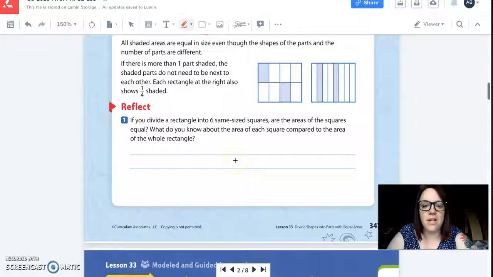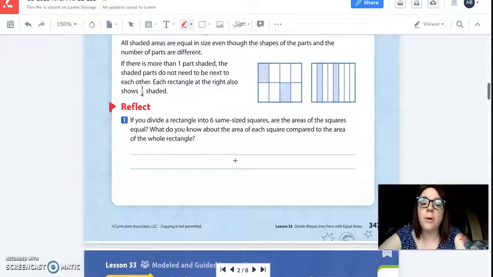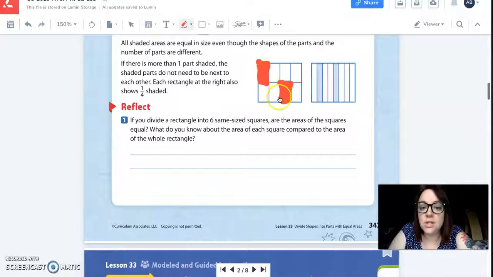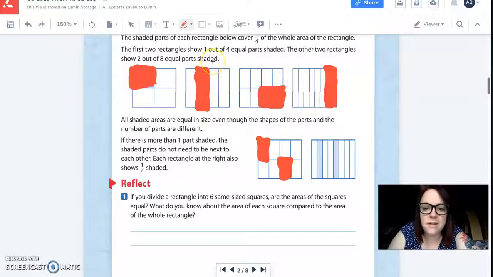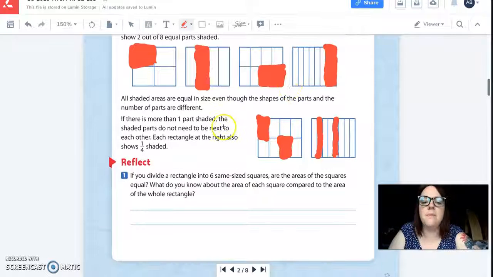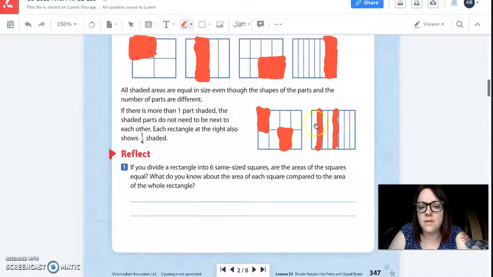All right, all shaded areas are equal in size, even though the shapes of the parts and the number of parts are different, sorry. If there's more than one part shaded, the shaded parts do not need to be next to each other. Each rectangle at the right also shows 1/4 because there are 8 parts. This is 1/4. This is another 4th. So these two, if you put them side by side, which I wish I could show you, they still equal the same as this one right here with 2 of them. Same with this one. 1, 2. When you put those 2 side by side, they equal this one. So it's still the same amount. And then this still equals 1/4, and this still equals 1/4.